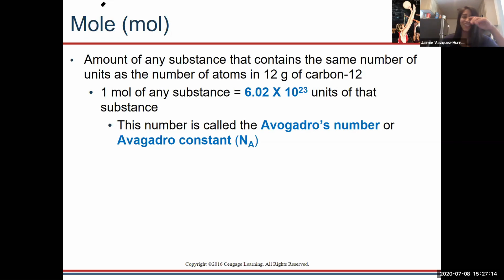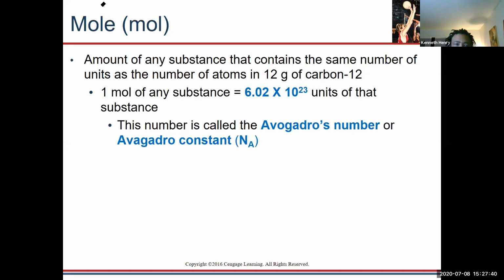6.02 times 10 to the 23. Okay, so this is your first tattoo. This is called Avogadro's number, and I used avocados earlier because a lot of times we'll call it avocado's number, right? Because that's easy for us to remember. So Avogadro's number is 6.02 times 10 to the 23. Okay, so 1 mole is equal to 6.02 times 10 to the 23.